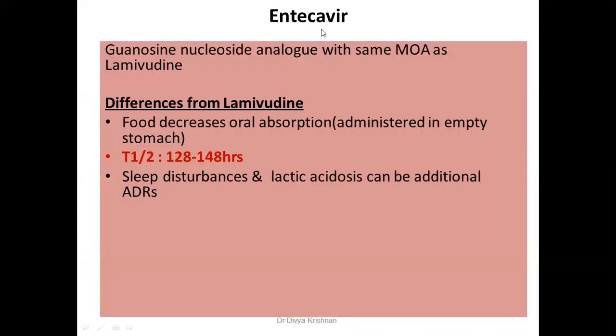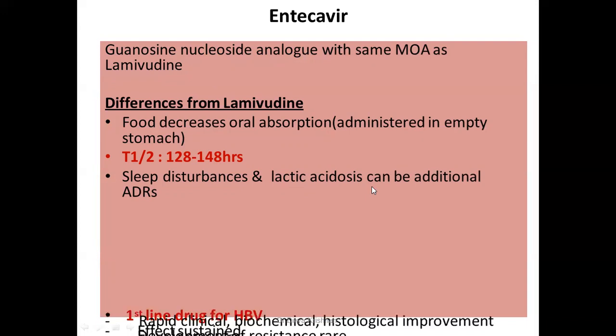Then we have entecavir. Entecavir is a guanosine nucleoside analog with the same mechanism of action as lamivudine. What are the differences from lamivudine? Its absorption is affected by food, so you have to always administer it on an empty stomach. The half-life is very long, that is 128 to 148 hours. You can see some additional ADRs in entecavir like sleep disturbances and lactic acidosis. Otherwise, it is more or less similar to lamivudine.